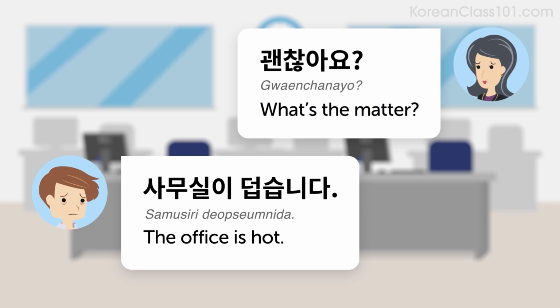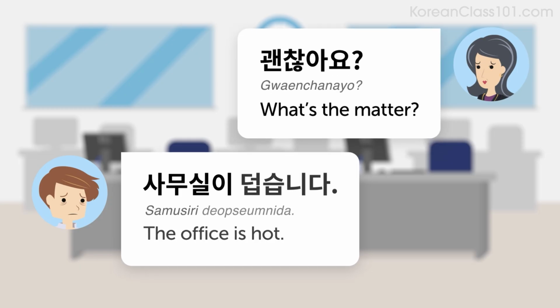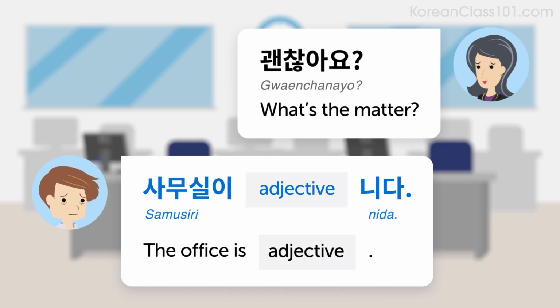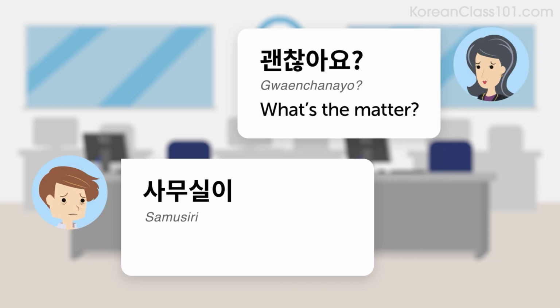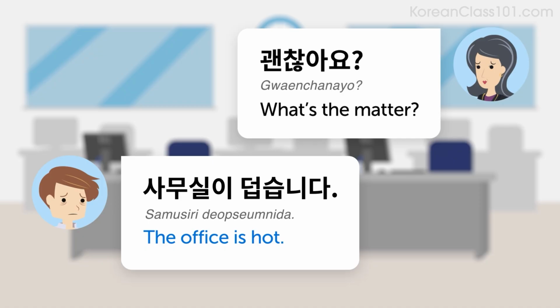Now, how do you answer this question? The pattern is 사무실이 adjective 니다. This Korean sentence literally translates into, the office adjective is, but it means, the office is adjective in English. For example, the office is hot.